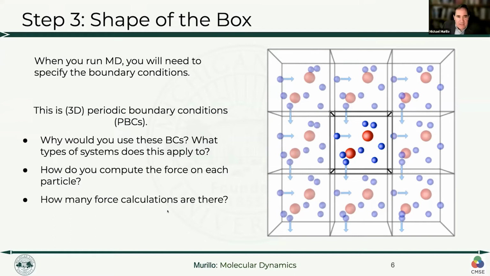And that gets to this question here. How many force calculations are there? If I do a naive force calculation of every particle with every neighbor, that's going to scale like n squared. And if I have periodic boundary conditions, n is going to infinity. So the number of force calculations is infinity squared. I'm pretty sure none of these codes do that.